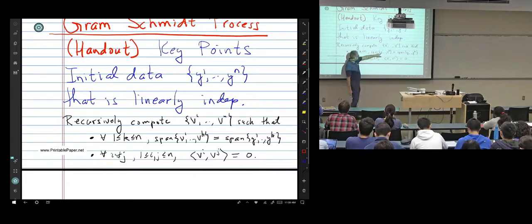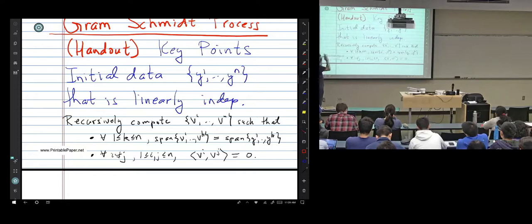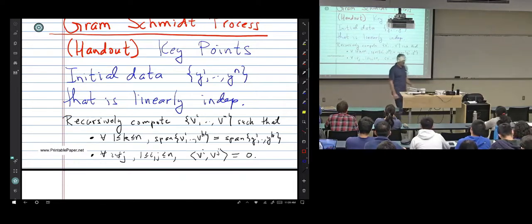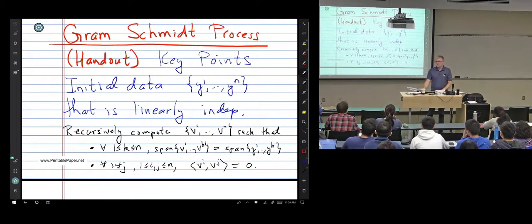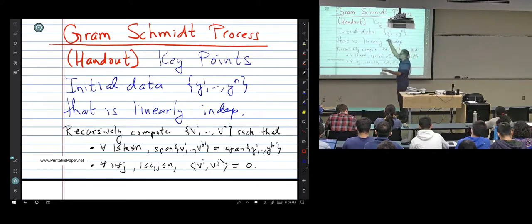Of course, I can take each of these vectors and divide it by its own norm, and then I get orthonormal. Okay? So Gram-Schmidt is a way to build orthonormal bases for subspaces or vector spaces in inner product spaces. Okay, so that's what you want to get out of this handout. We go through it. Just a recursive procedure to start out with vectors that are not orthogonal and get another set where they're orthogonal.